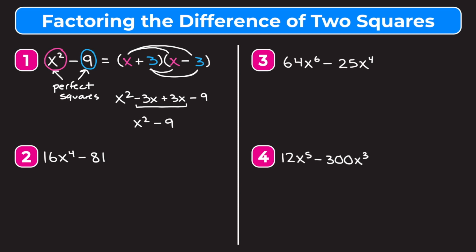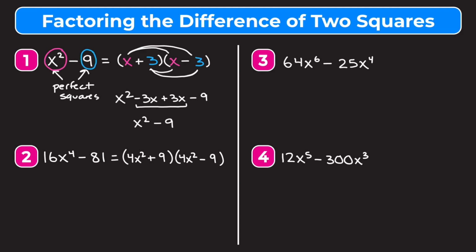Now let's try example 2, which is 16x to the fourth minus 81. 16x to the fourth is a perfect square and 81 is a perfect square. We're going to start by drawing our two sets of parentheses. The square root of 16 is 4, and the square root of x to the fourth is x squared. So the square root of 16x to the fourth is 4x squared. That's going to go in the first spot of each parentheses. The square root of 81 is 9, so we put a 9 in the second spot of each parentheses. We put a plus between one of them and a minus between the other.